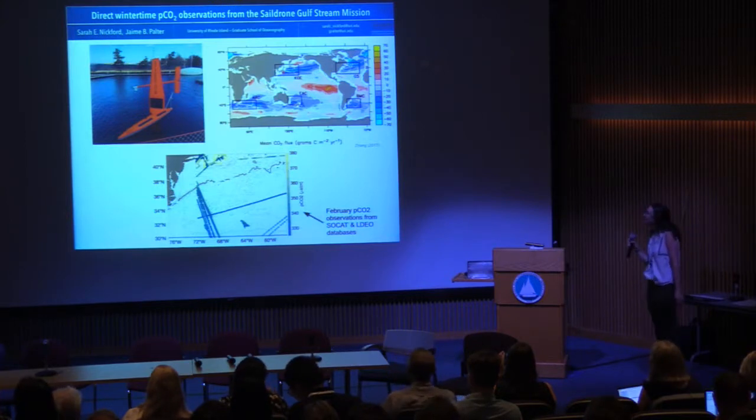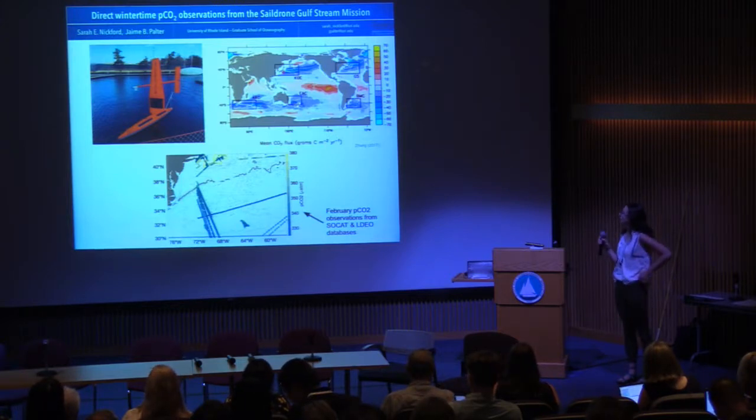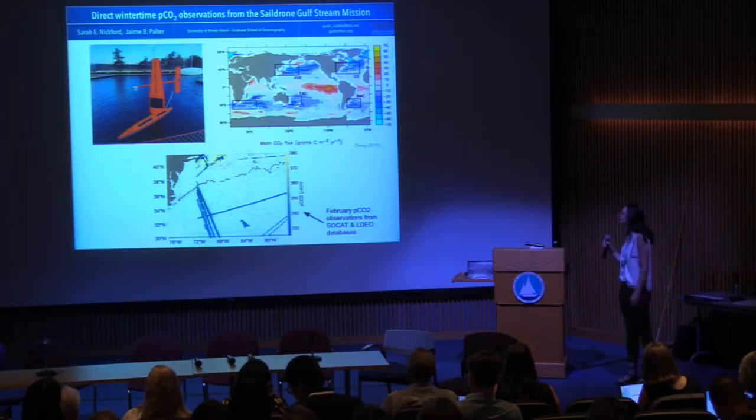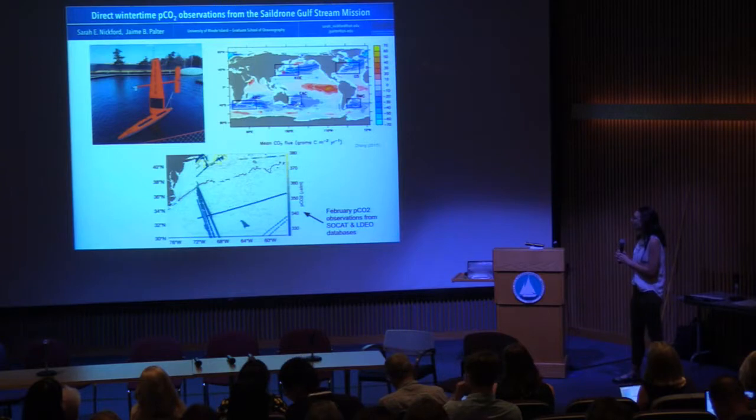Hi, my name is Sarah Nickford, and I'm working with Jamie Poulter at the University of Rhode Island Graduate School of Oceanography. Western boundary current regions are areas of extreme CO2 flux from atmosphere to ocean, and this is amplified in the wintertime. However, observations are extremely limited.